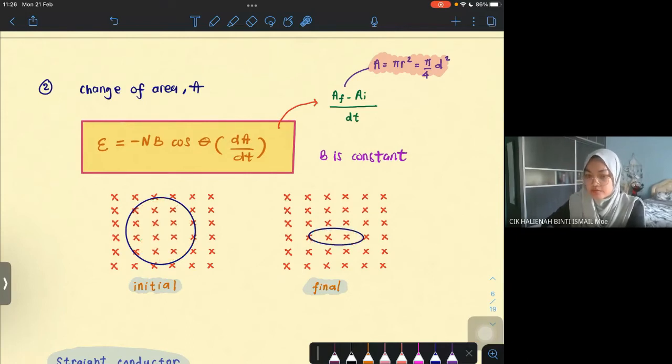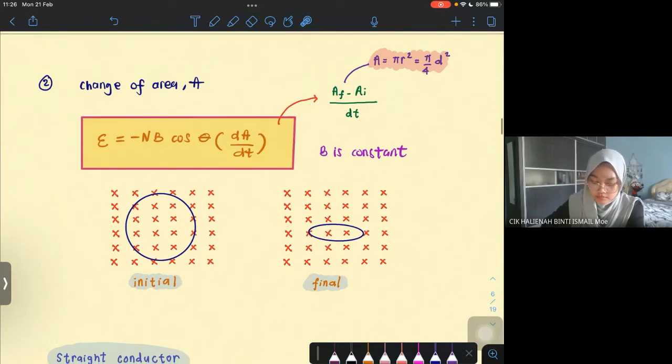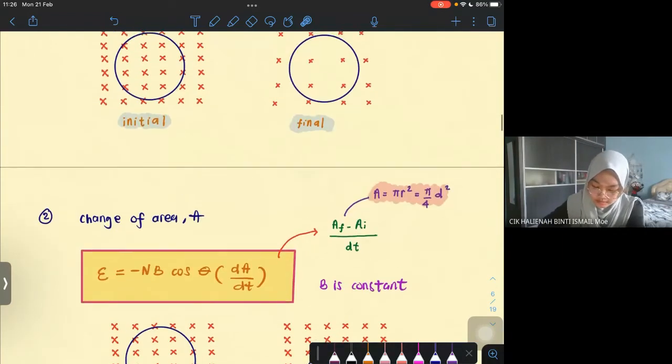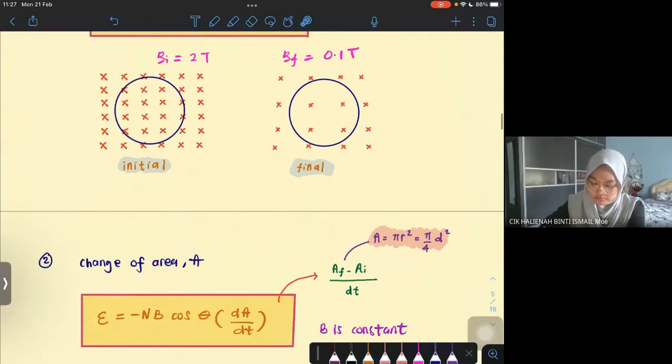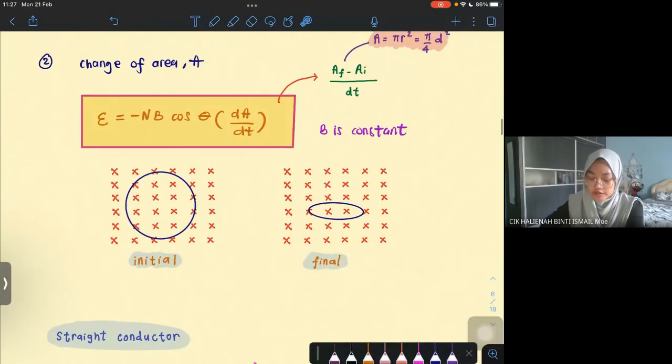Okay, so from here we can say that the area has changed. So apa yang berubah dengan yang tadi, formula yang tadi dekat sini, kalau area constant, so A dekat depan lah. Kalau B constant, magnetic field constant, B akan dekat belakang. This one, meaning that there is a change in that specific term. Kalau change in area, dA over dt, change in magnetic field, dB over dt. Okay, that one is for coil.